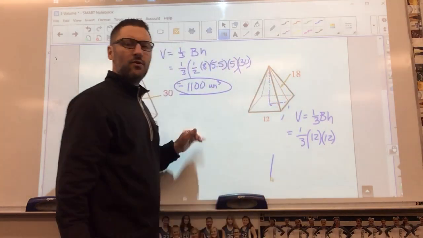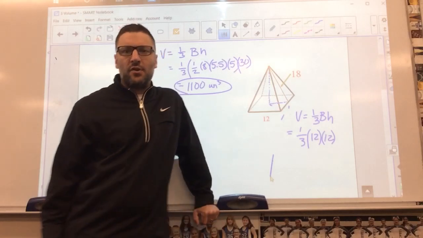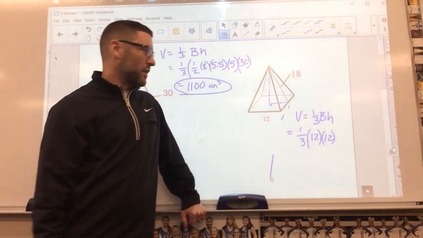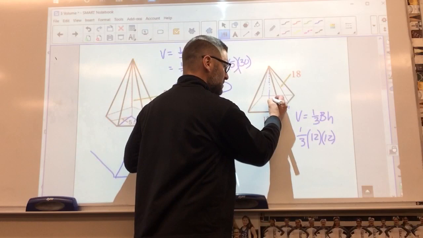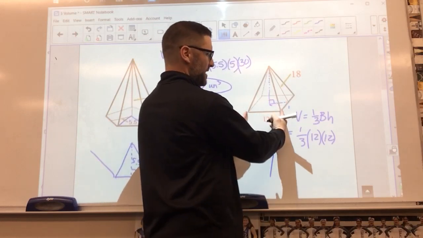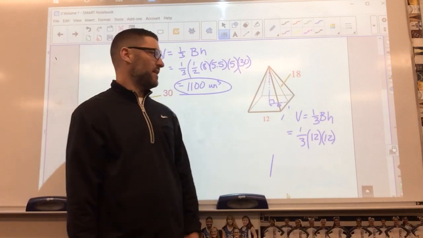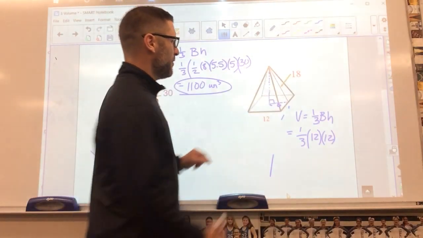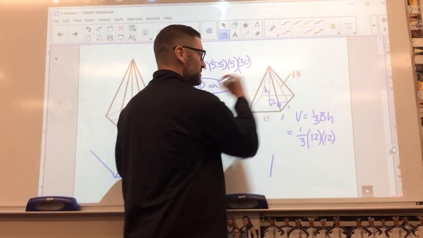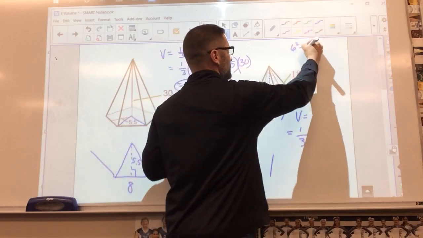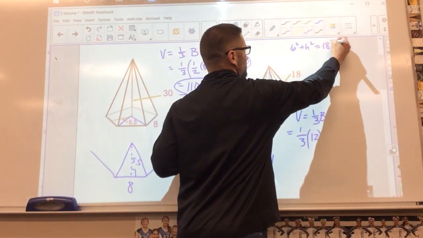And what you're going to end up creating on a lot of these problems is some type of right triangle in there that you're going to have to find the height of. So I'll put a little right angle there. If that is 12, that is 6. And I see a Pythagorean theorem problem to find the height. I'm going to go ahead and run through that Pythagorean theorem. I'll call this h. So I'm going to say 6 squared plus h squared equals 18 squared.